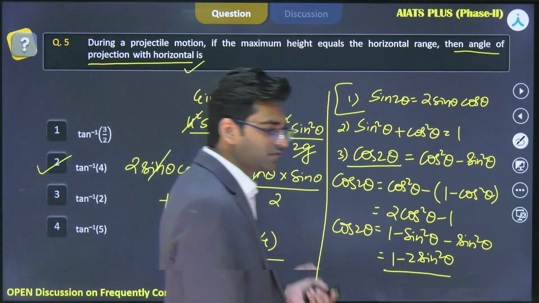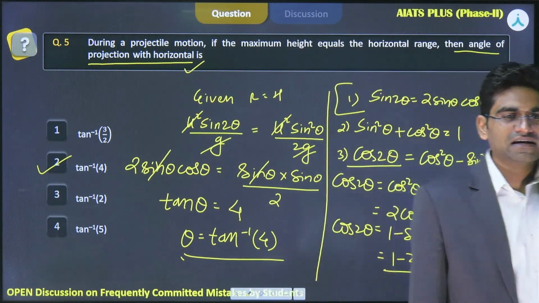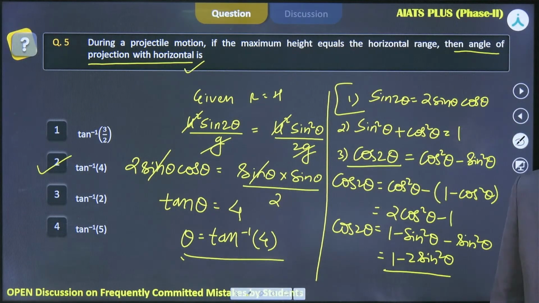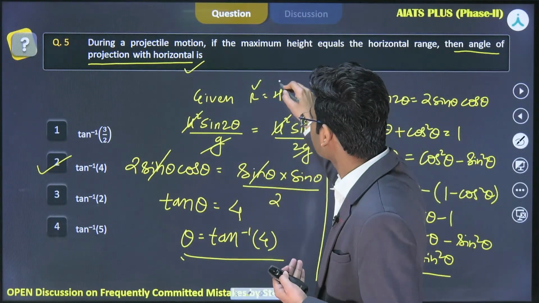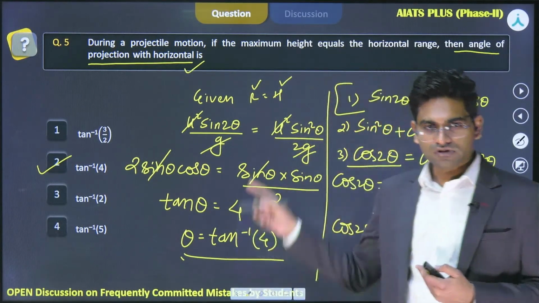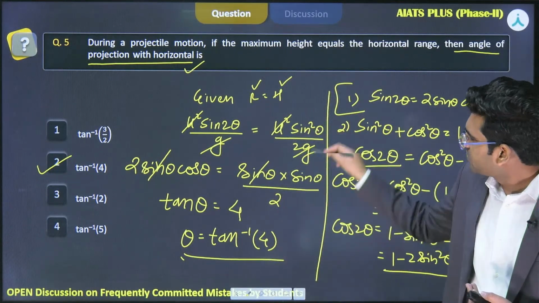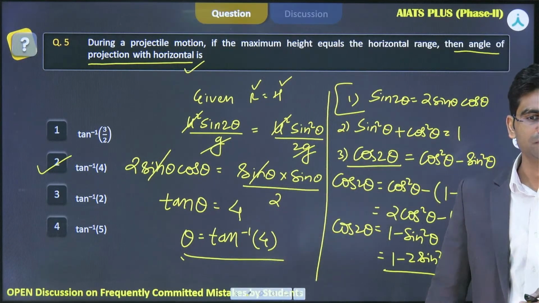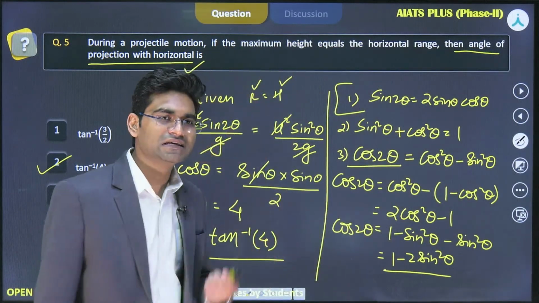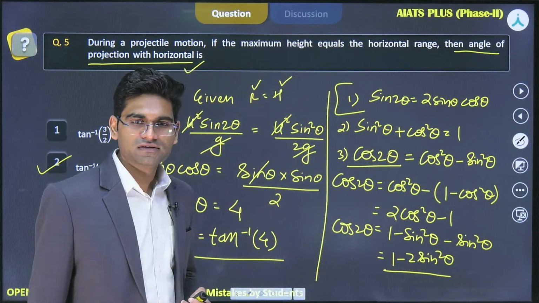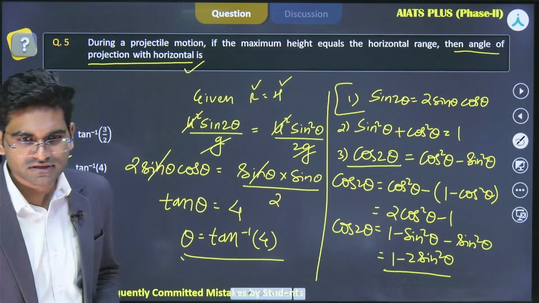Now, I would like to ask you, is there any other way to solve this problem? We have used the formula of range here, we have used the formula of height here to solve this, and you can see that we took so much time to solve this one. But there is another formula with the help of which we can solve this in just a single line. Can someone tell me which one is that formula?